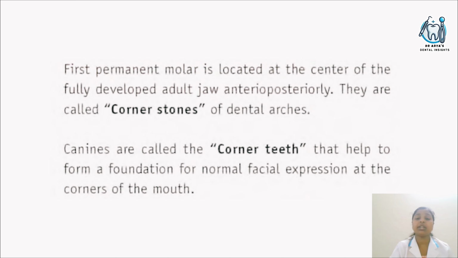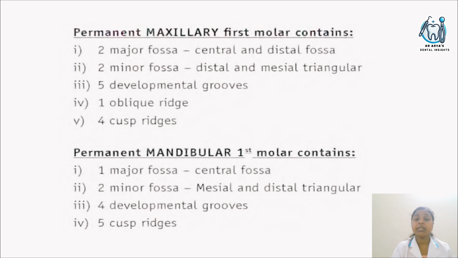First permanent molar is located in the center of the fully developed adult jaw anteroposteriorly, and they are called cornerstones of dental arches. And what are corner teeth? Corner teeth are nothing but canines, which help to form a foundation for normal facial expression at the corners of the mouth. Permanent maxillary first molar contains two major fossae, that is central and distal fossa, two minor fossae, distal and mesial triangular, five developmental grooves, one oblique ridge and four cusp ridges.